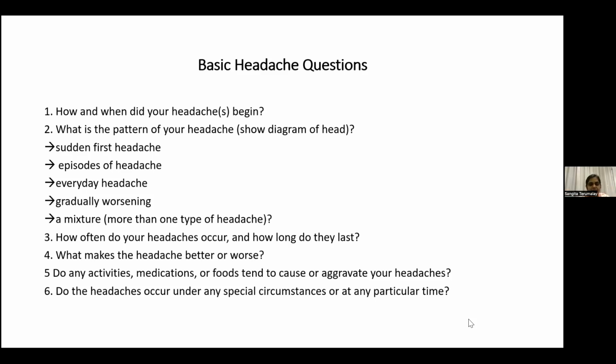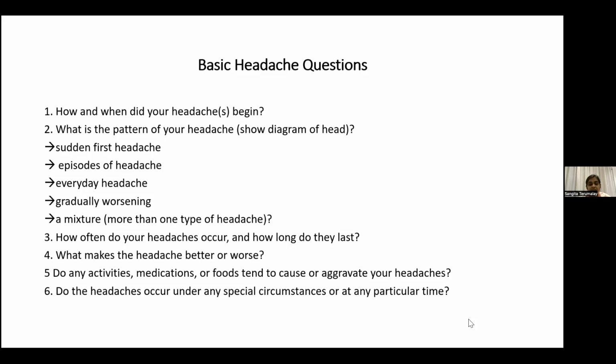So then we look at whether the headaches are daily or whether the headaches are every few days. Are the headaches gradually worsening? Whether there's a mixture of the types of headaches, how frequent are the headaches, and is it a very sudden, explosive first headache, which is also a very significant red flag sign. Ask the child, how often does your headache occur and how long do they last? Because it's important when you classify them later into the types of headaches.